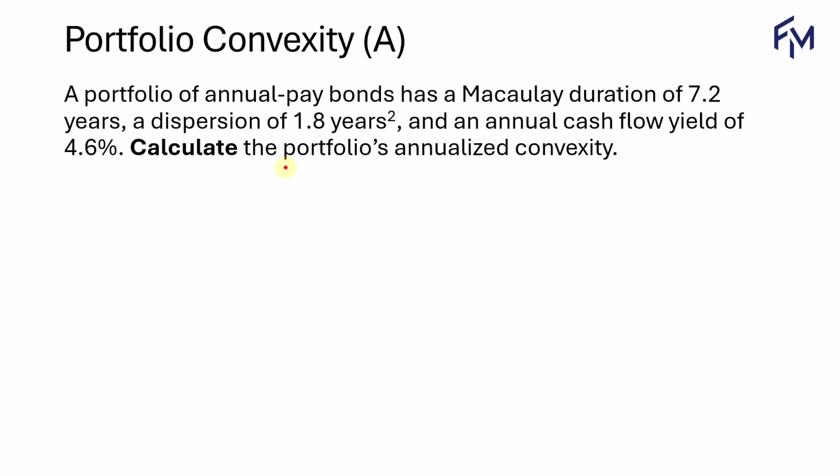In this video, we'll look at the calculation of portfolio convexity when we are given the Macaulay duration, the dispersion, and the cash flow yield. So we have a portfolio of annual pay bonds with a Macaulay duration of 7.2 years, a dispersion of 1.8 years squared, and an annual cash flow yield of 4.6%. Calculate the portfolio's annualized convexity.